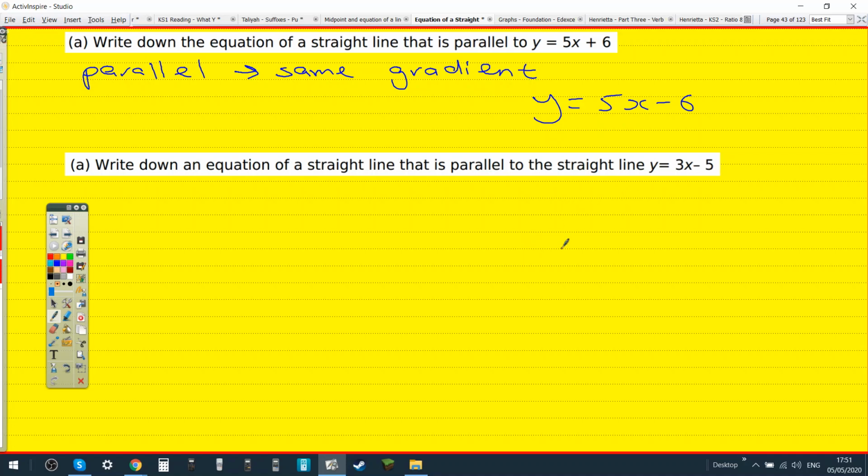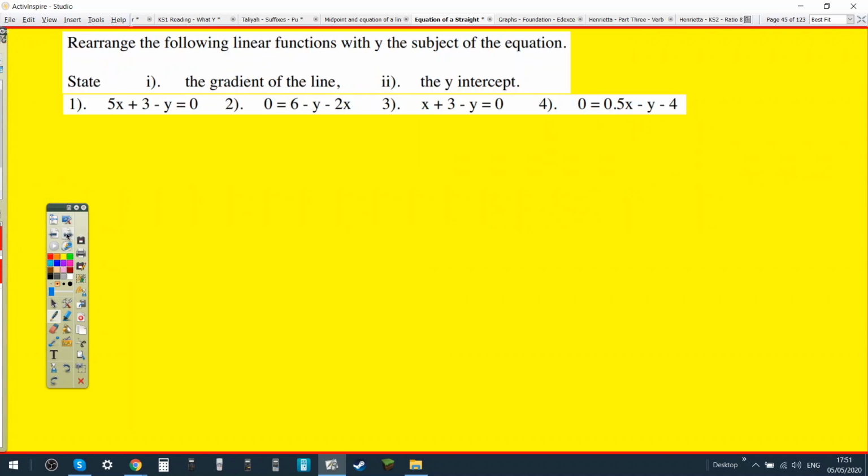And how about the bottom one? Write down an equation of a straight line that's parallel to the straight line y equals 3x minus 5. Okay, so it would be y equals 3x minus 6. Yep, that's fine. y equals 3x plus or minus any other number.